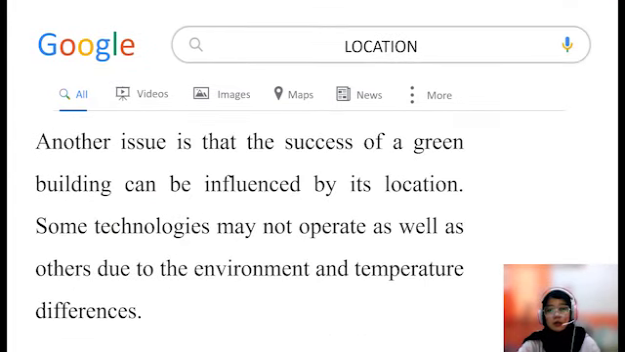Last one is location. Another issue is that the success of a green building can be influenced by its location. Some technologies may not operate as well as others due to environment and temperature differences.